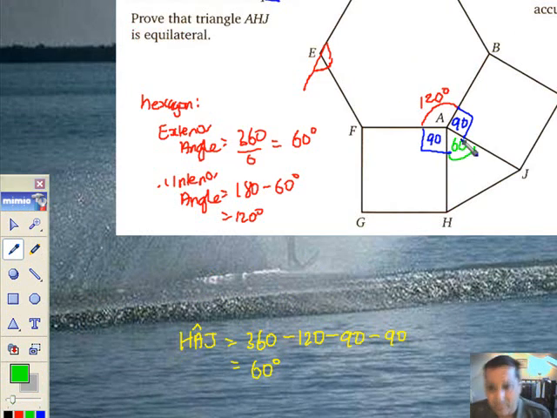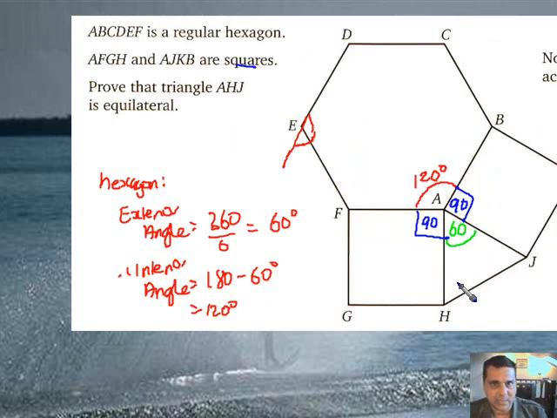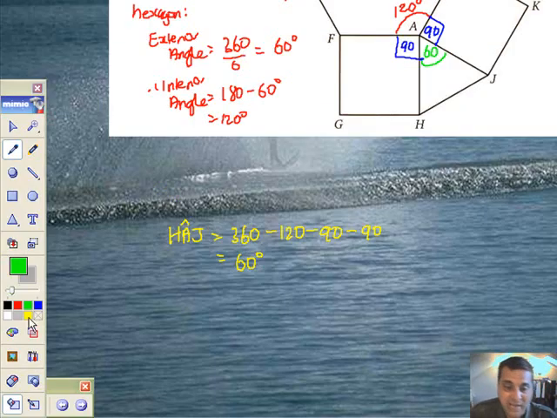Now that doesn't yet prove that this is in fact an equilateral triangle. However, we're told that AH is the side of a square and AJ is also the side of a square. And if I have two equal sides and a 60 degree angle, the other two angles must also be 60 degrees. Now I've got to communicate that to get my mark. So this is the way to do it.